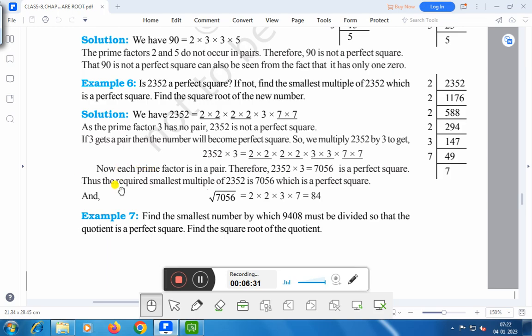Now each prime factor is in a pair, therefore 2352 into 3, that is 7056, is a perfect square. Thus the required smallest multiple of 2352 is 7056, which is a perfect square. Again, the square root of 7056 is equal to 84.